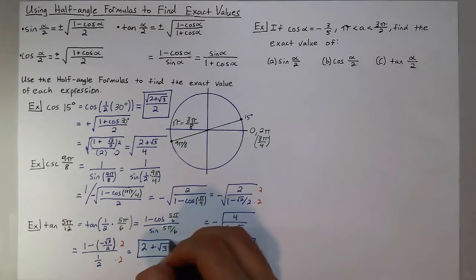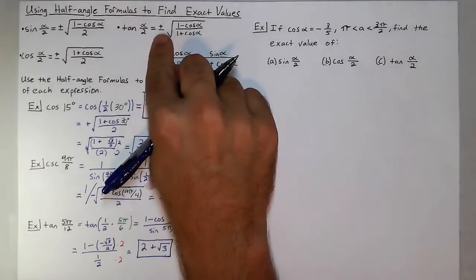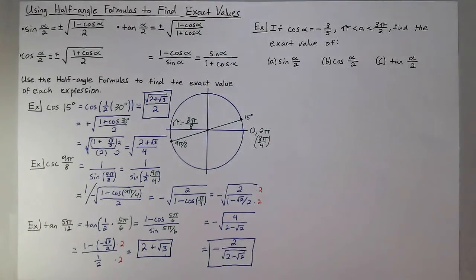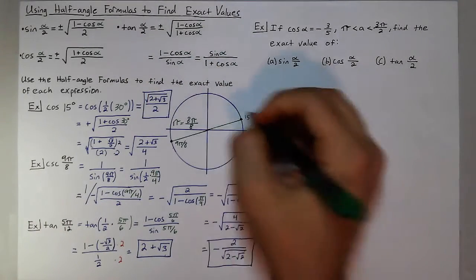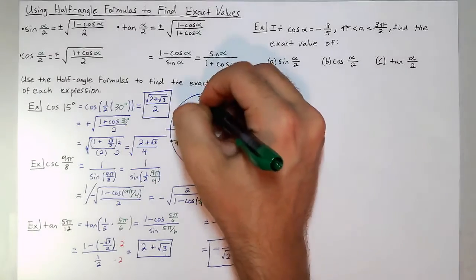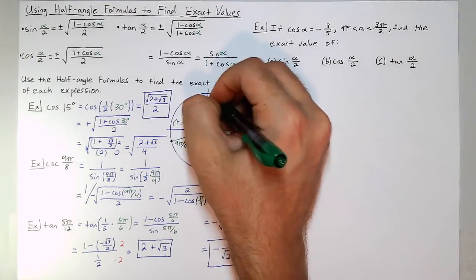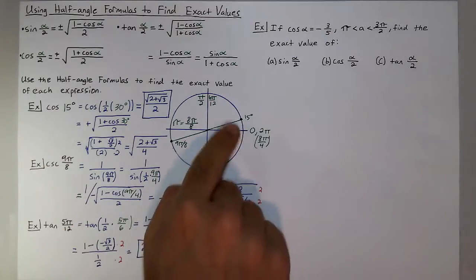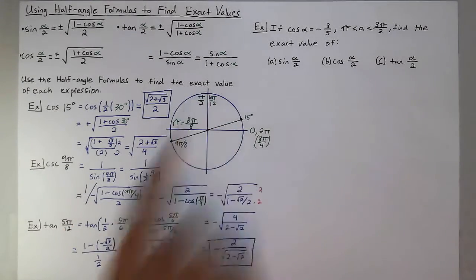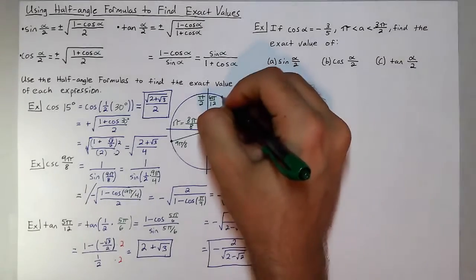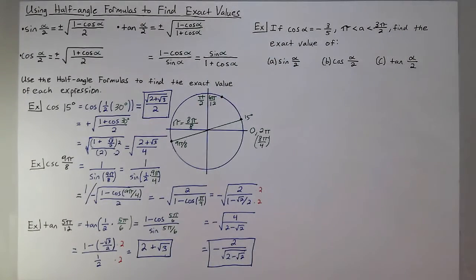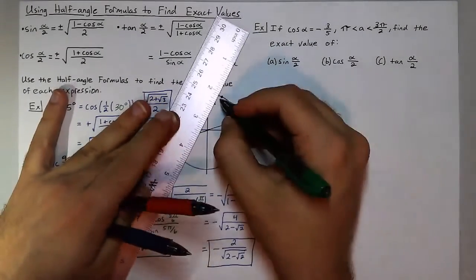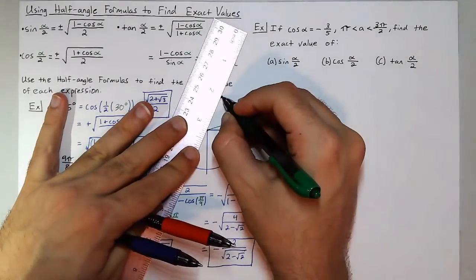This is a positive answer. So if I wanted to check if it was positive or negative, where does 5 pi over 12 lie on my unit circle? Well, this angle right here is pi over 2, also known as 6 pi over 12 if I find a different denominator. So 5 pi over 12 wouldn't quite reach that 90 degree mark. It would be somewhere over here, which is the first quadrant, and I know that tangent is positive in the first quadrant.